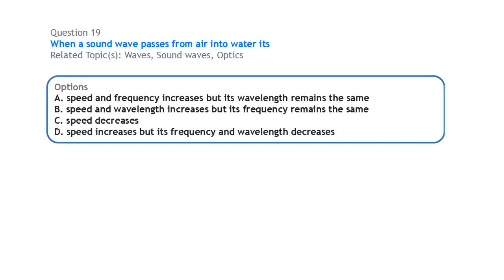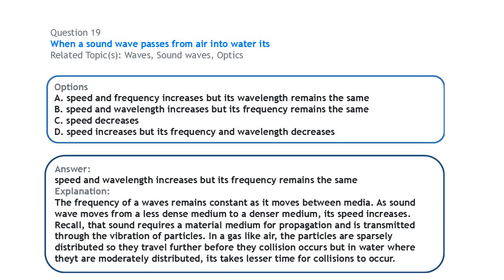Next, when a sound wave passes from air into water, what happens? Okay, so when a wave moves between two media, the frequency of that wave is going to remain constant. Okay, it will remain the same, it will not change. So the only thing that will usually change is the speed and the wavelength.